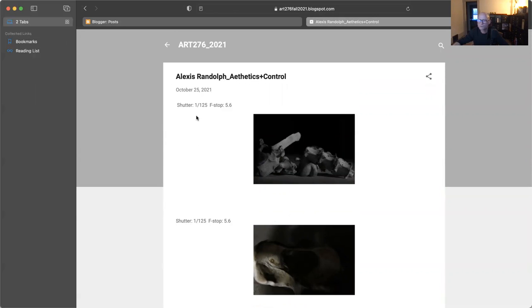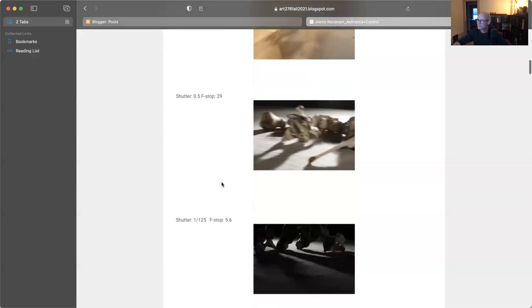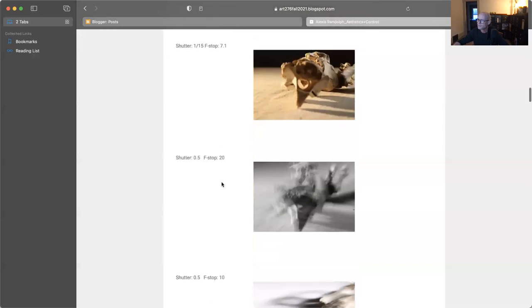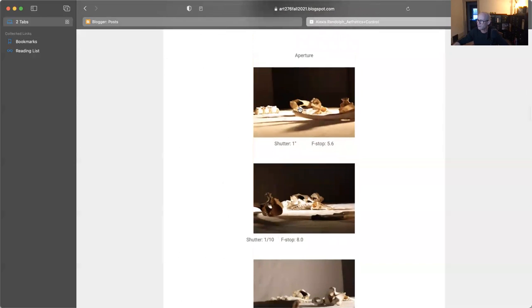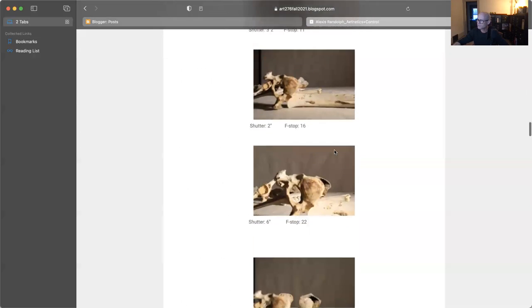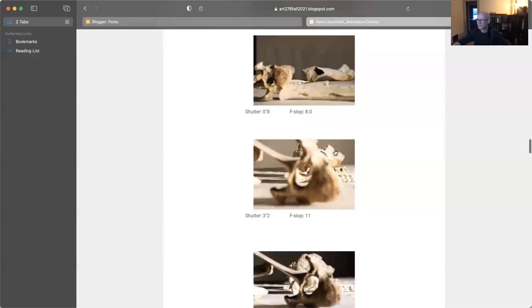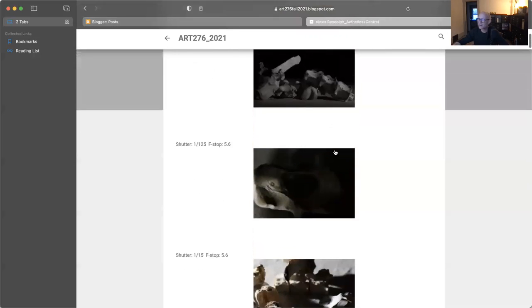Let's see. We'll go through it in just another one. Shutter, shutter, shutter, shutter. And then aperture. Okay, so you're working with aperture now. 5.6, 8, 11, 16, 22. Okay, now I get it. All right, no problem there. I just got a little bit turned around there for a moment.